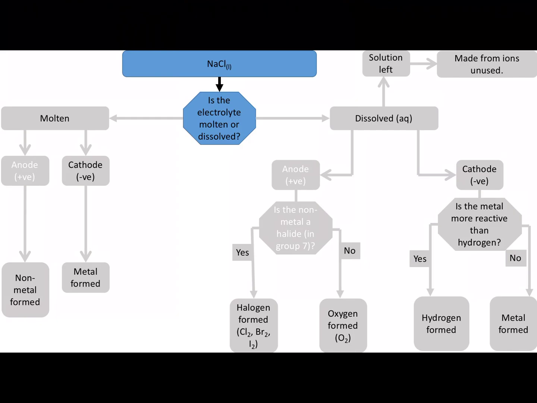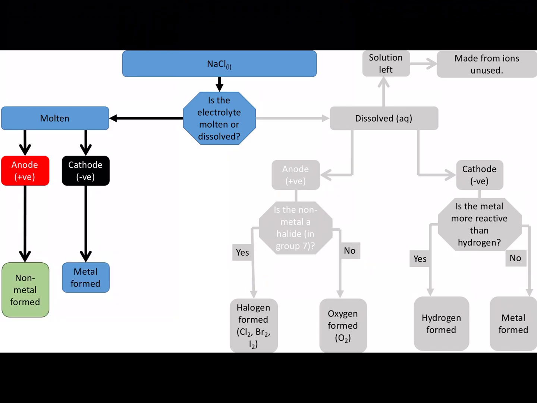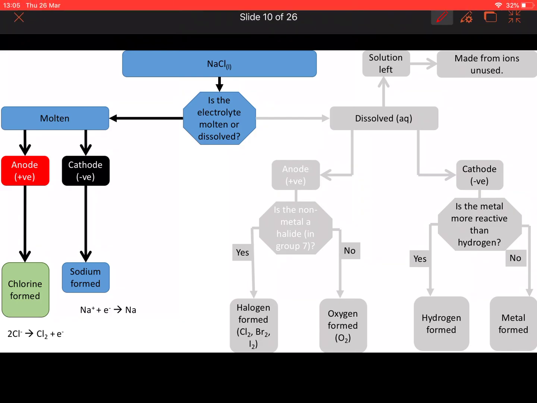That means we need to go that it is molten, so going across that way, and then we can look at our cathode and our anode at the same time. So we're making the metal and the non-metal. In this case, that means that it's sodium, because sodium was the metal in sodium chloride, and chlorine is formed because chlorine is chloride, the non-metal. If you're doing higher tier, we need to then have a look at what is going on.